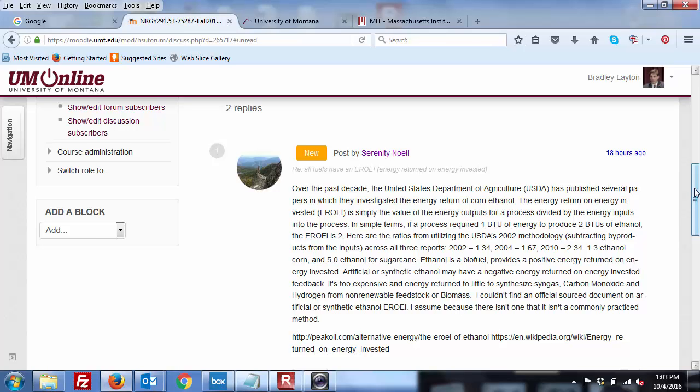Here are the ratios from using USDA's 2002 methodology, subtracting byproducts from the inputs across all three reports. 2002, it was a return of 1.34, 2004 was 1.67, 2010 was 2.34, so we've apparently gotten better at this. Let's see, 1.3 ethanol corn. So it looks like from his research, ethanol has a worse EROEI than sugar cane, which at 5.0 is obviously better.